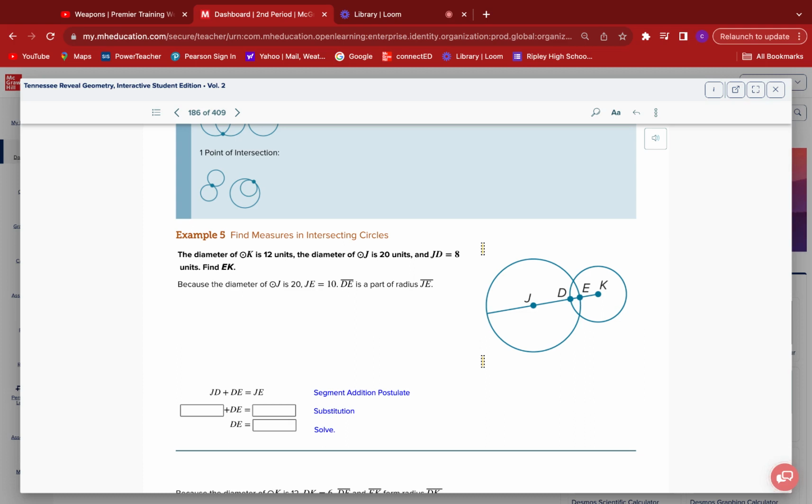What do I got to find? E to K. Oh, well, I just found it. Ha! Woo woo! Go me. Okay, so did not really realize that's what they were solving. So I'll just go through it one more time.